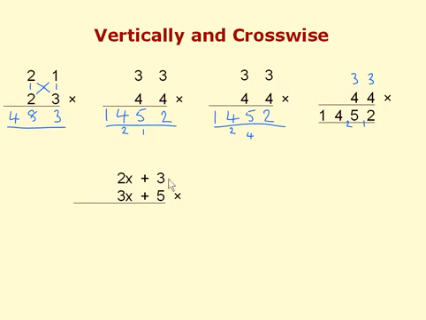So vertically on the right here, we'll do this from right to left, we have 3 times 5 is 15, so there's 15. Next we multiply crosswise, so we have 2x times 5, which is 10x, 3 times 3x, which is 9x, and 10x and 9x is 19x. That's the crosswise. Now we have vertically on the left, 2x times 3x is 6x squared, and that's the answer.